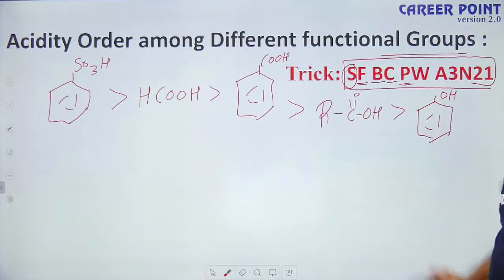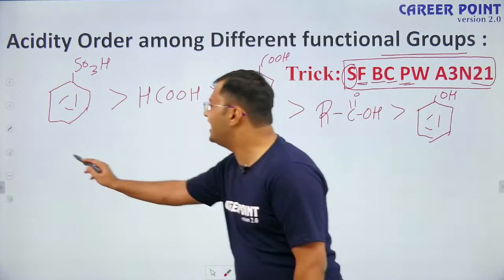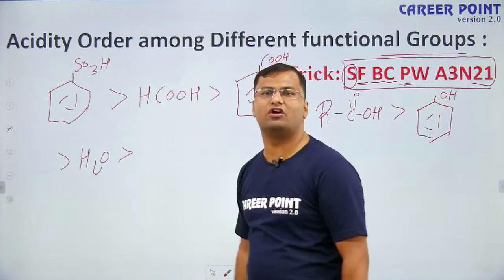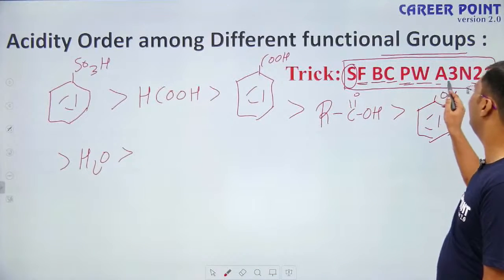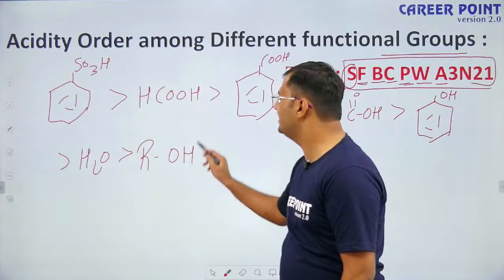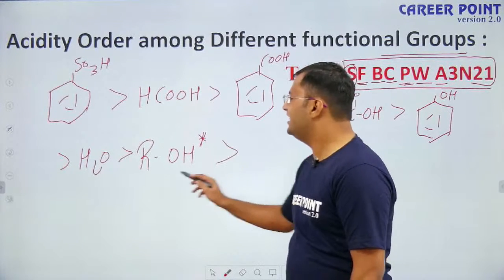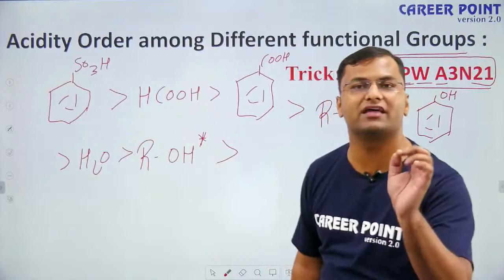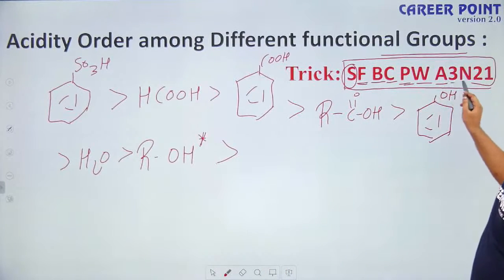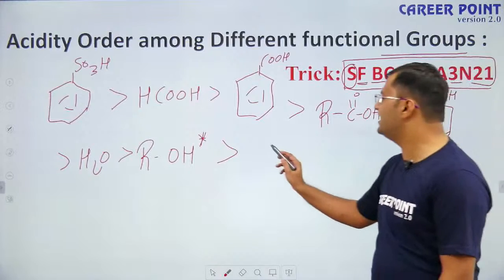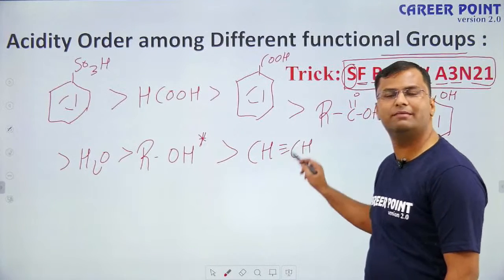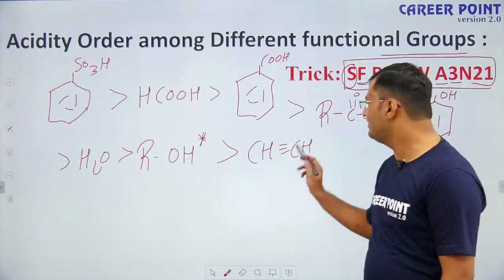Okay, this P is for phenol. After that we will write W for water. After that we will write A for alcohol, ROH. Here is a star, which means there is one exception, only one exception. Now, here is 3. 3 means we have to write CH triple bond CH, so 3 means triple bond here.